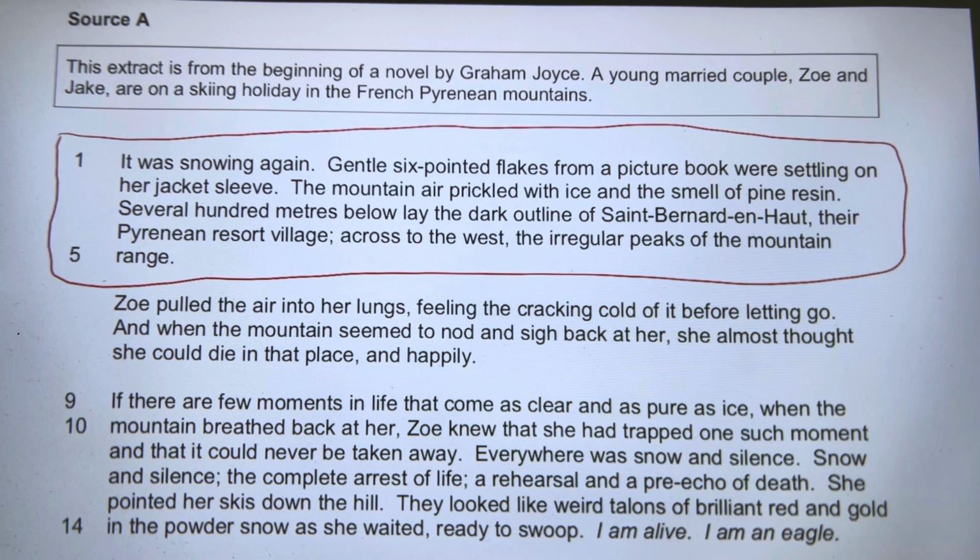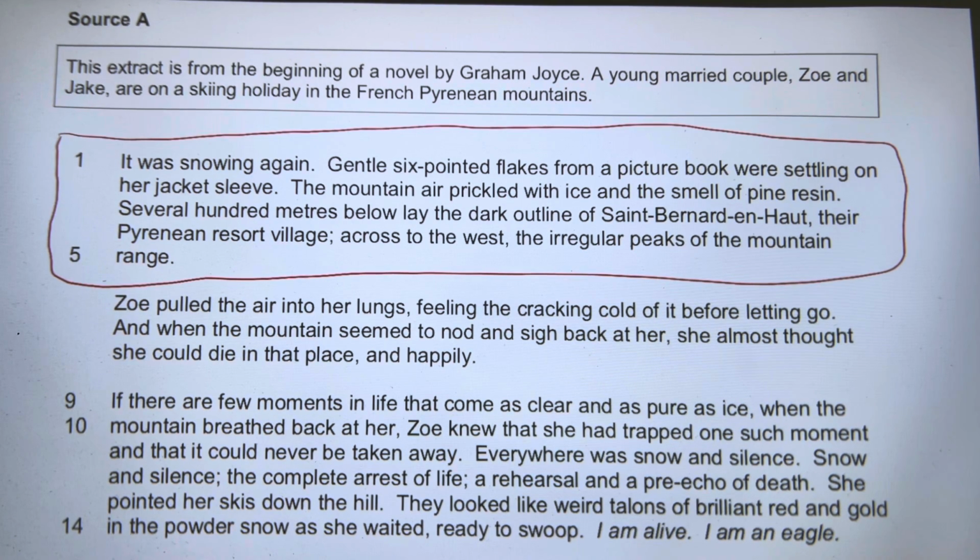Now, let's read the 5 lines before we pull the answer. It was snowing again. Gentle 6-pointed flakes from a picture book were settling on her jacket sleeve. The mountain air prickled with ice and the smell of pine resin. Several hundred meters below lay the dark outline of St Bernard on Hull, their perennial resort village. Across to the west, the irregular peaks of the mountain range.